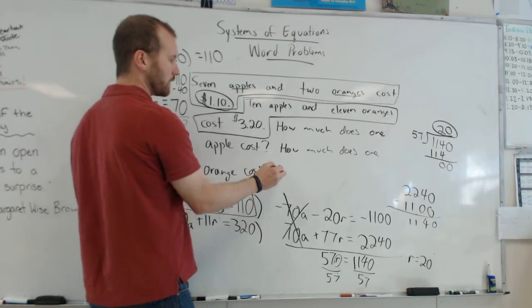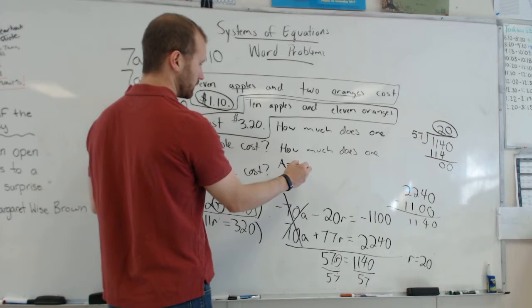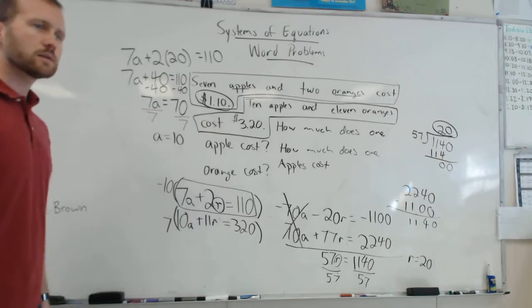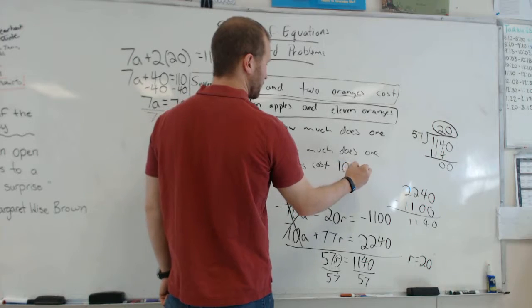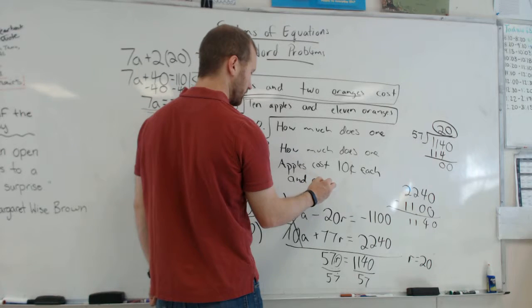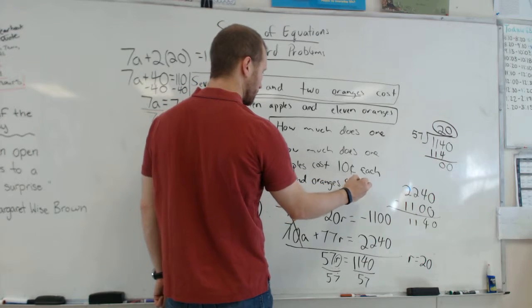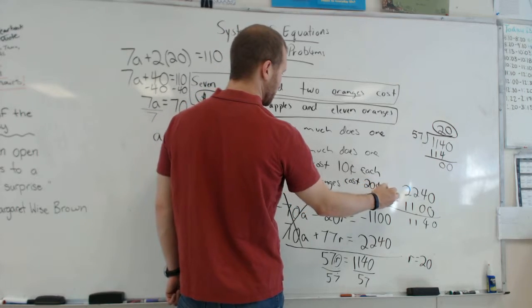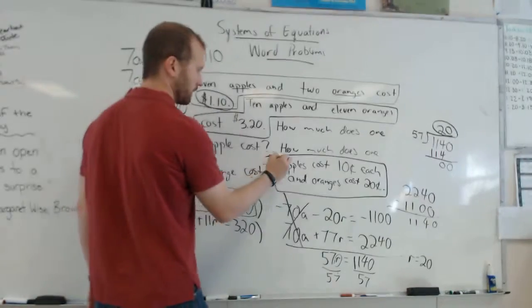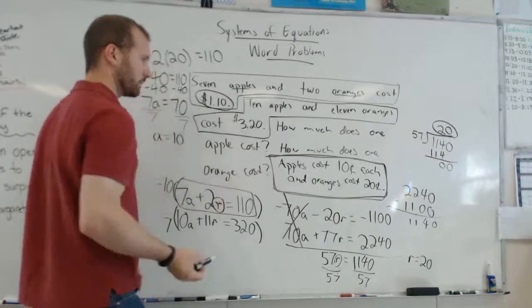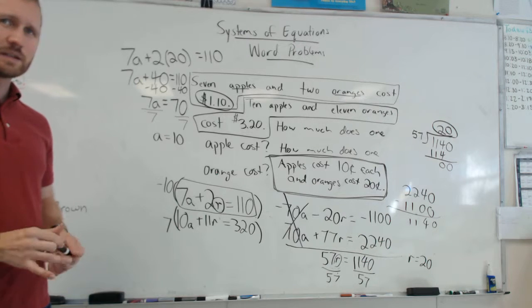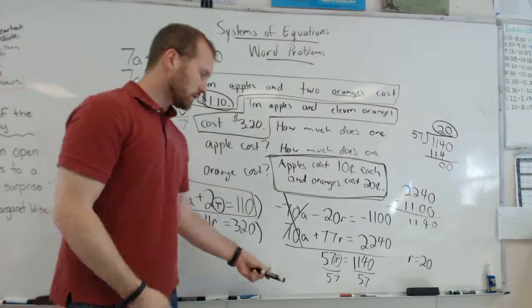Let's write our answer in words, right? Apples cost how much? 10 cents each. And oranges cost how much? 20 cents each. So this right here is my final answer. Questions? Wow, what timing.